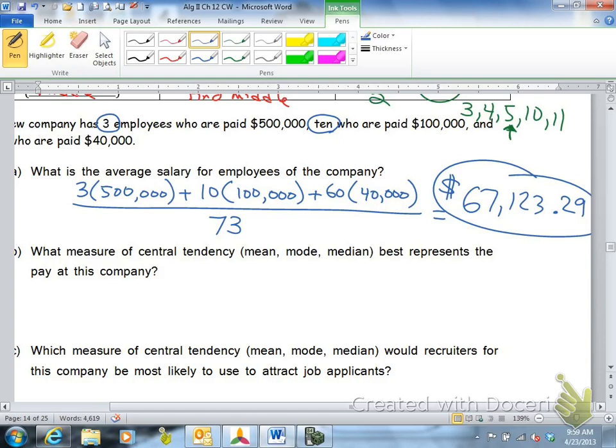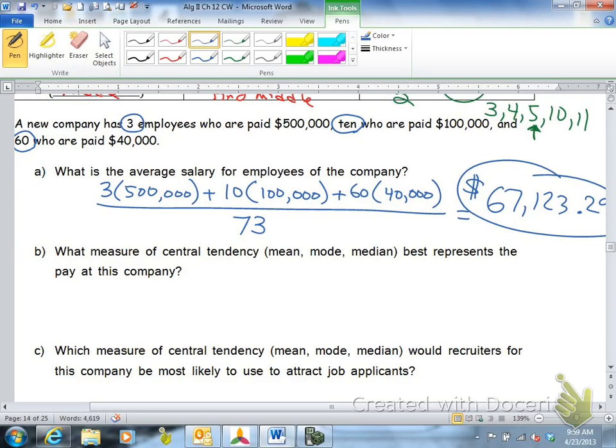What measure of central tendency best represents the pay at this company? Well, if we were to find the mode, it is the number that occurs the most. Notice you have 60 who are paid $40,000. So your mode would be $40,000. The mean is 67,000 and some. So I'll just round that so we can compare them, 67,000 and some.